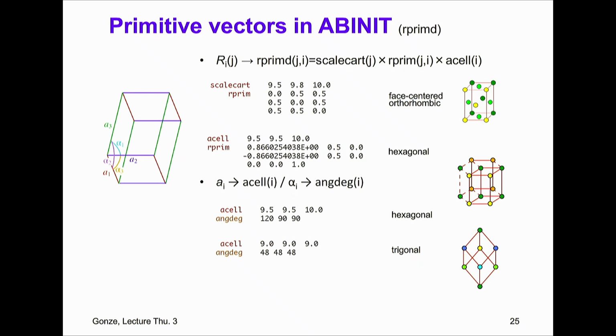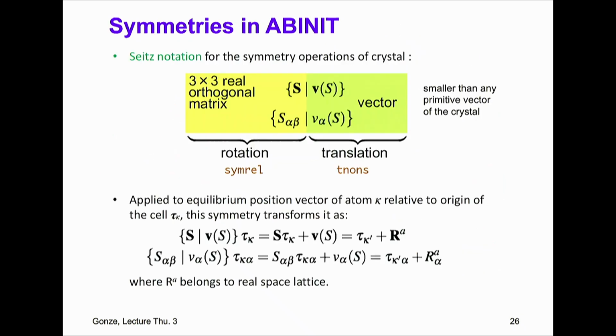Yes, here I wanted to mention the use of angdeg, which gives the angles in degrees, to specify, for example, the trigonal unit cell, and also to illustrate the scale card versus A cell capability of ABINIT. But let's say that's not really very interesting. This is the way we handle the symmetries. It must be very similar to other codes. SymRel is the 3x3 matrix that gives the point transformation, and then there is a translation that has the keyword tnons.